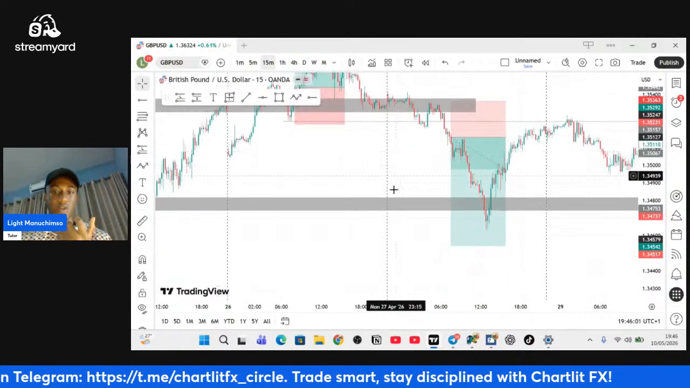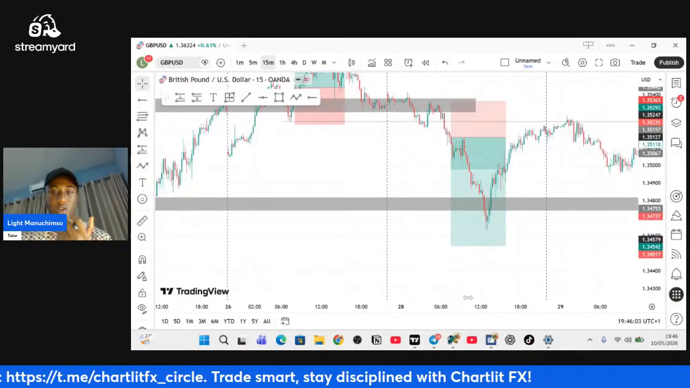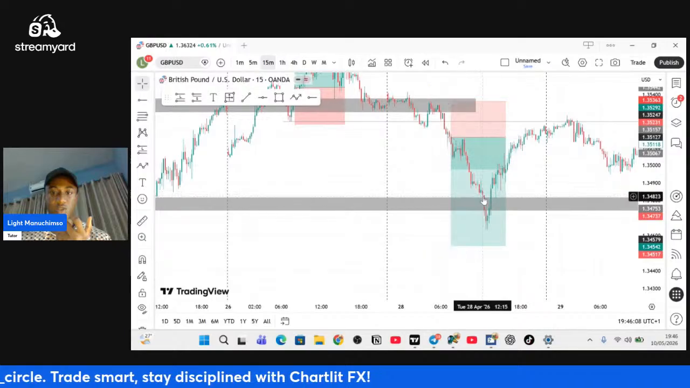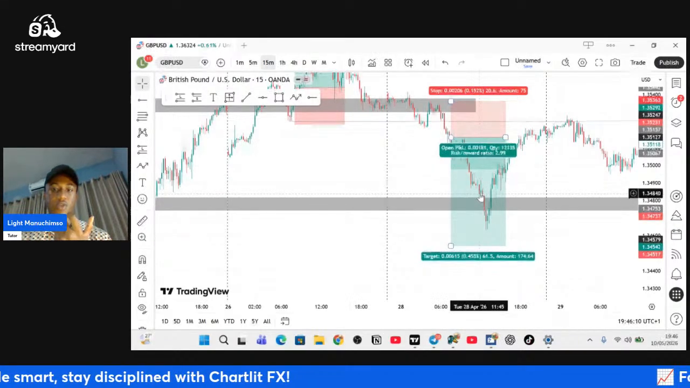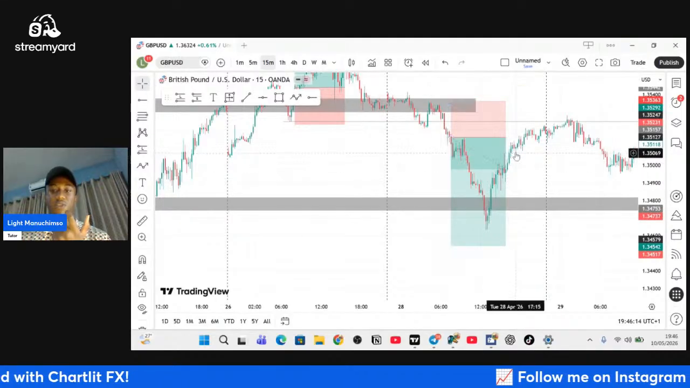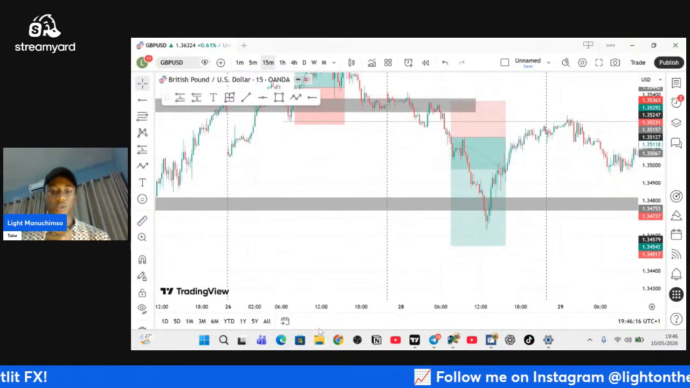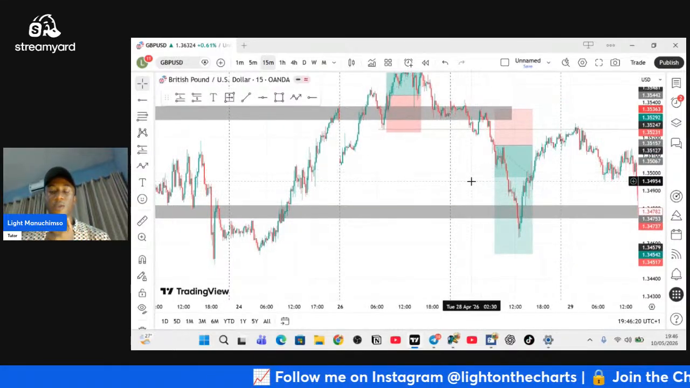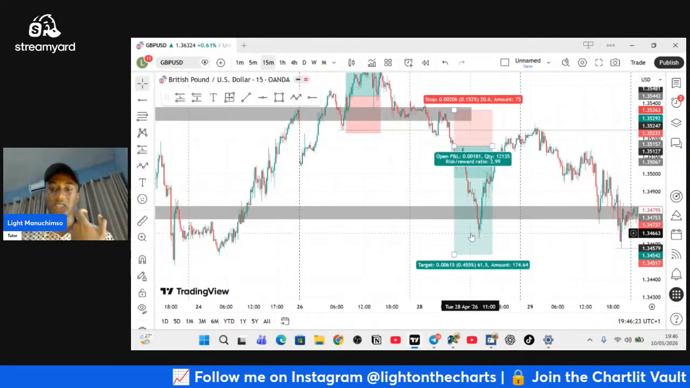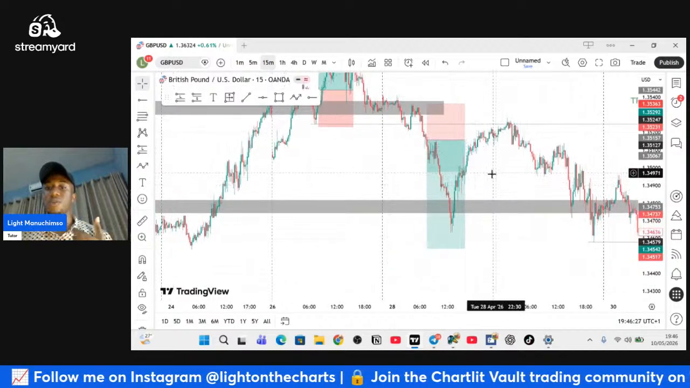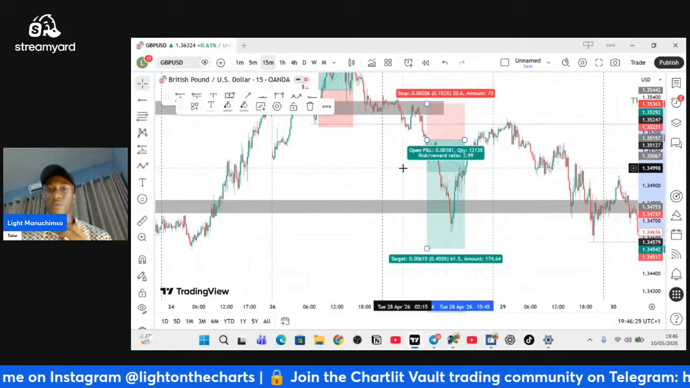And where was my take profit? I was aiming for this zone right here because I exited somewhere around here. So that's what I was aiming for. You can see the moment price got here, it reversed. So that was my take profit. You should know your stop loss and also your take profit. Price must not always hit your take profit target. You should know when to exit the market as well. Over time, you guys get to learn that too.